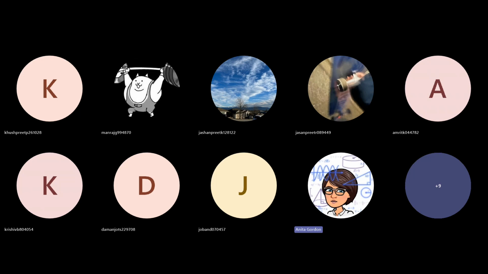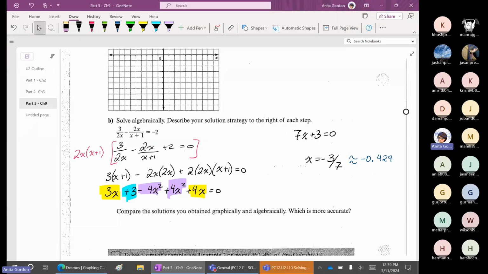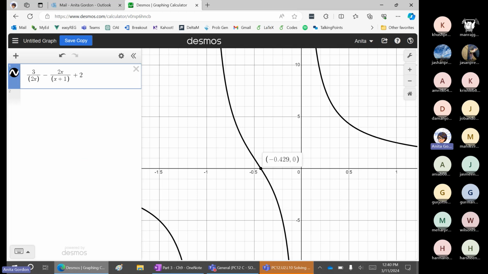Okay. The algebraic method gives you the answer in reduced fraction form. If you throw this into your calculator, you're going to get negative 0.429 or 428 ... because this is an irrational number, right? If you look on Desmos, though, you can't tell that that is an irrational number. It looks like 0.429. So we use our technology to check our work, but we do not rely on the technology to give us the exact answer, right?